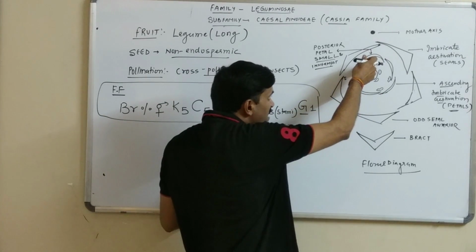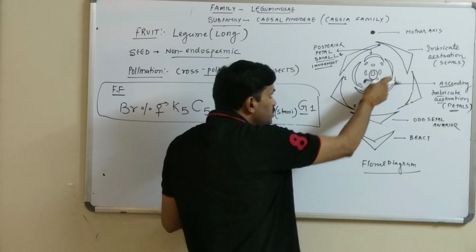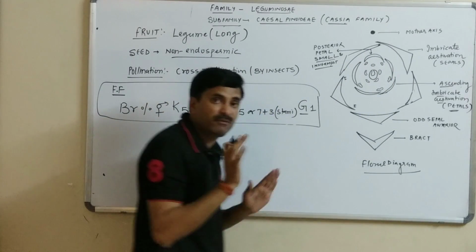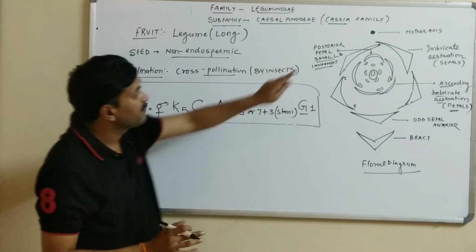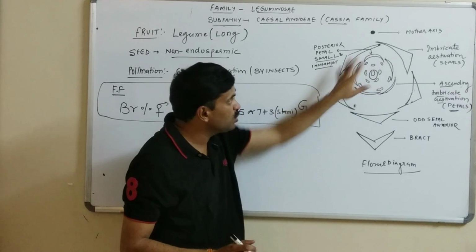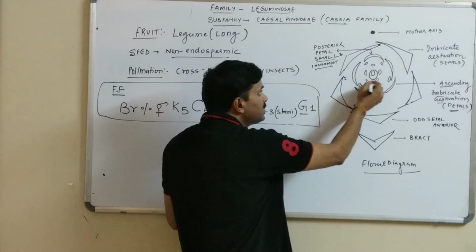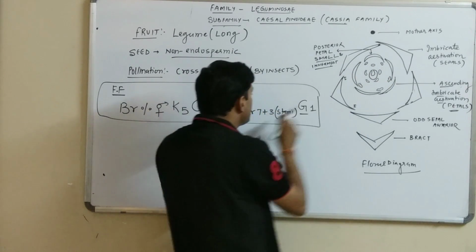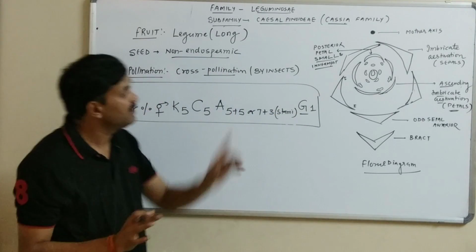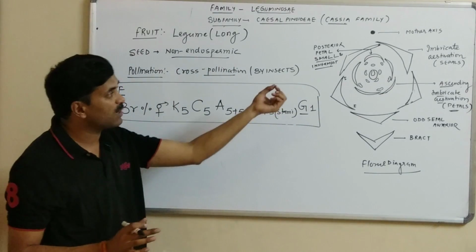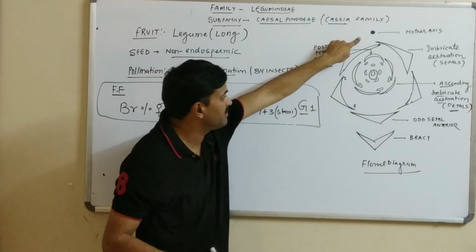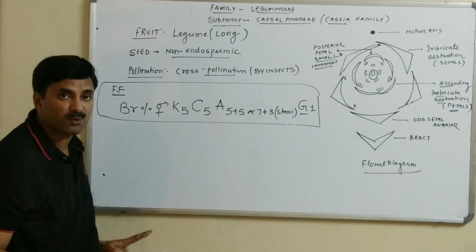And the 5 which are found in the outermost whorl, 1, 2, 3, 4 and 5: out of these 5, 2 are sterile and 3 are fertile. So altogether we can count 1, 2, 3, 4, 5, 6 and 7 stamens as fertile, while 3 stamens are sterile, which are also called staminodes. Okay, this is the bract, this is the mother axis. So this is all about the floral diagram.